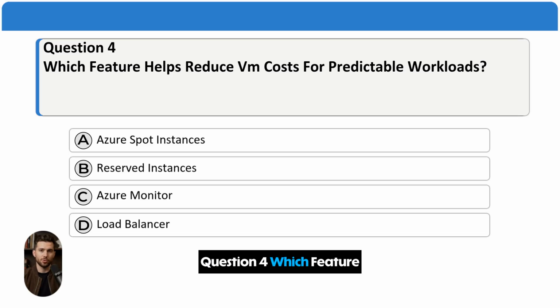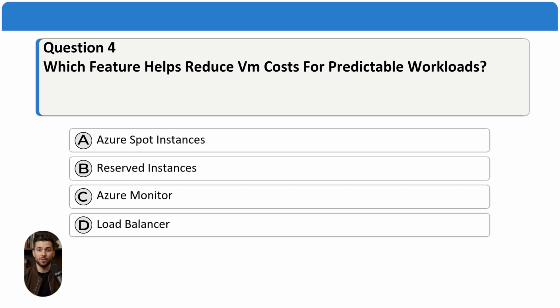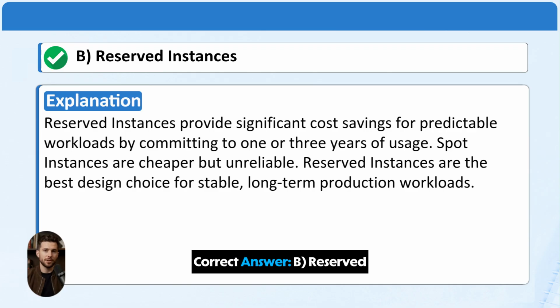Question 4. Which feature helps reduce VM costs for predictable workloads? A. Azure Spot Instances. B. Reserved Instances. C. Azure Monitor. D. Load Balancer. Correct answer, B.